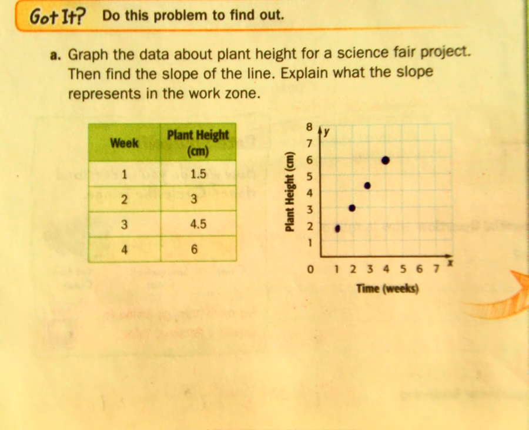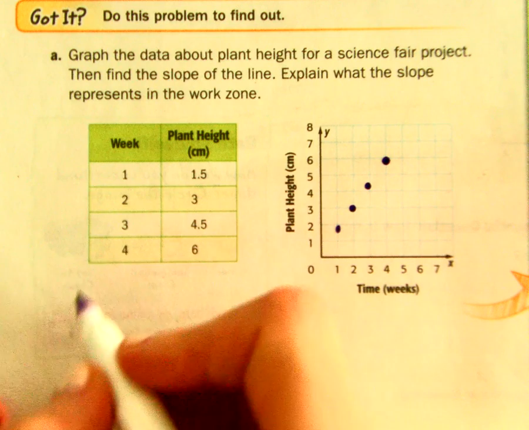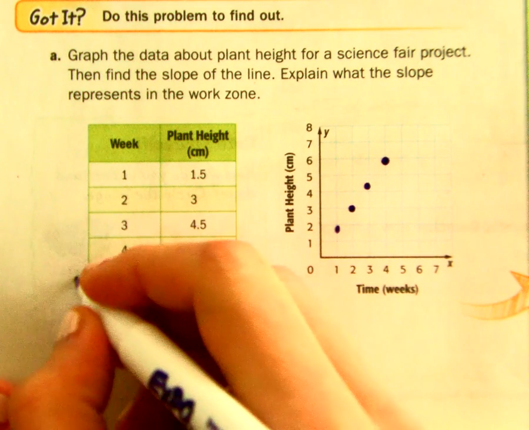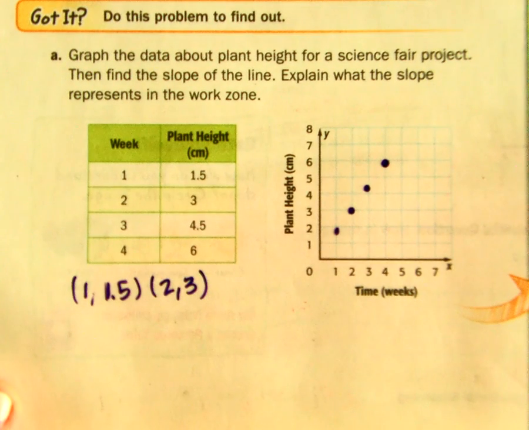So when we find the change in y over change in x, the first thing we do is we pick 2 points. You can pick any 2 points on your graph. It doesn't matter. I'm going to pick 1, 1.5 and 2, 3. So I'm going to pick the first 2. Again, you can pick any 2 points you want.